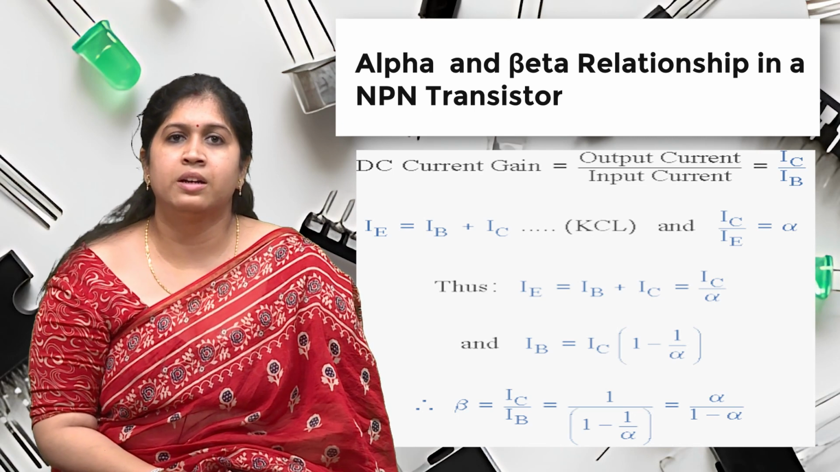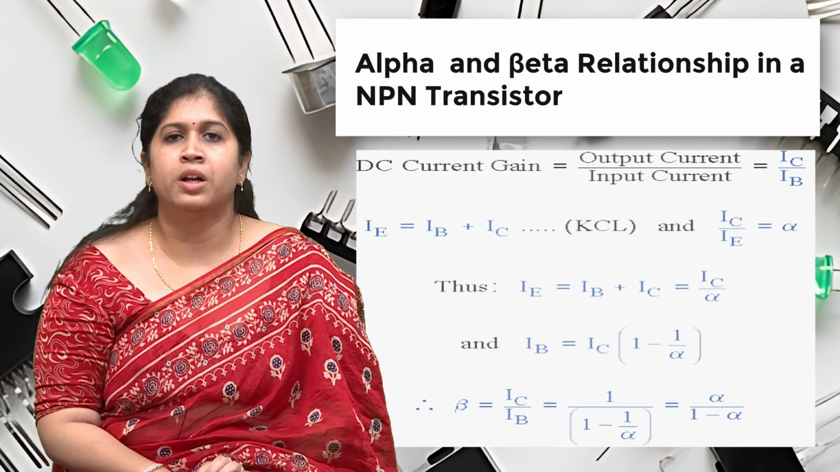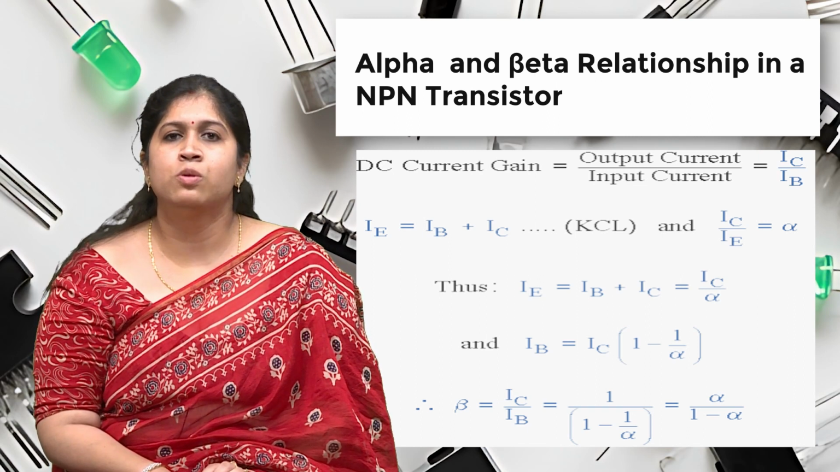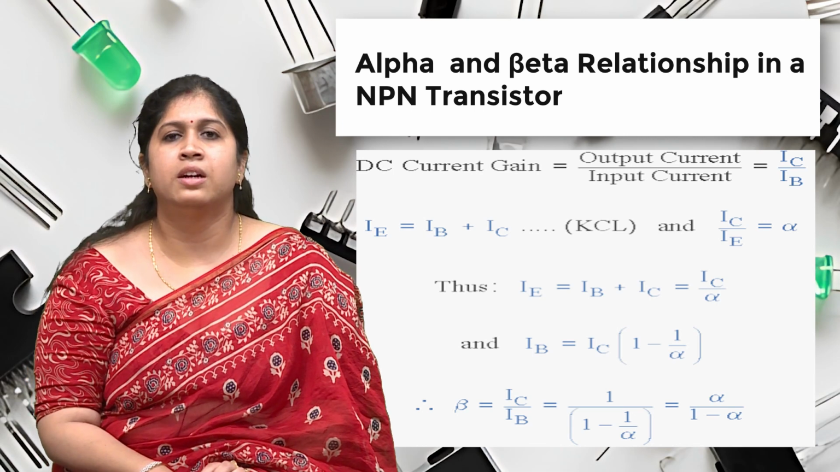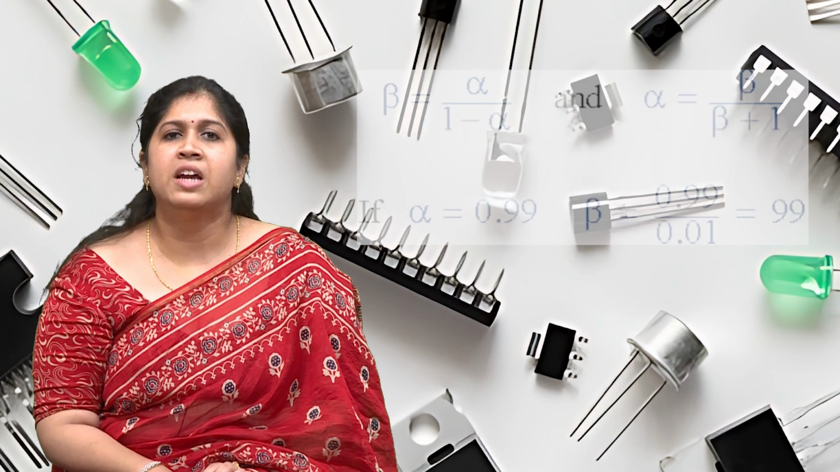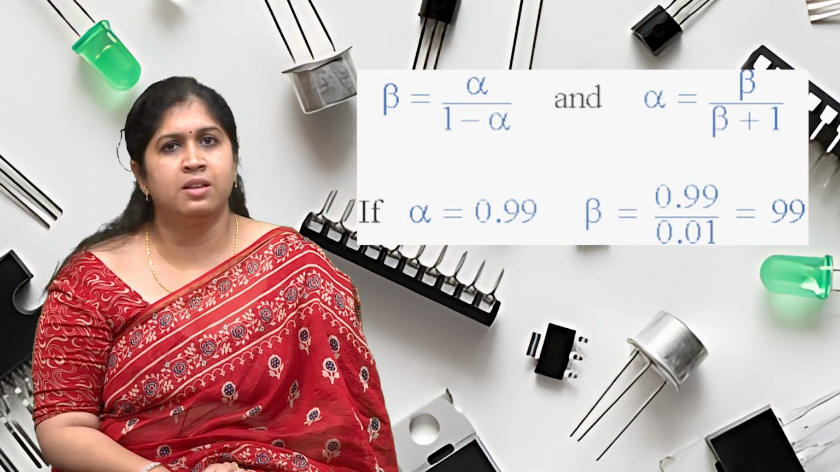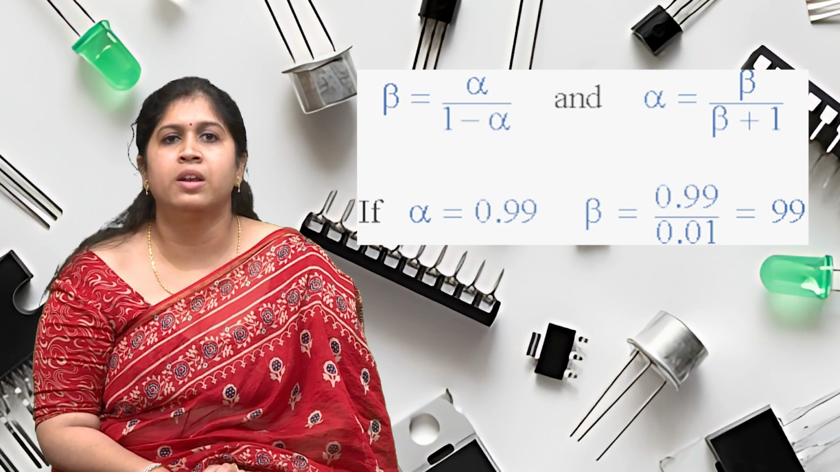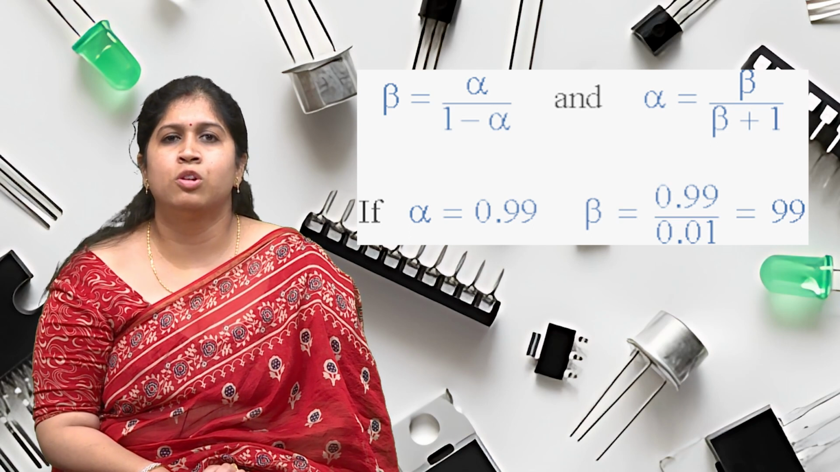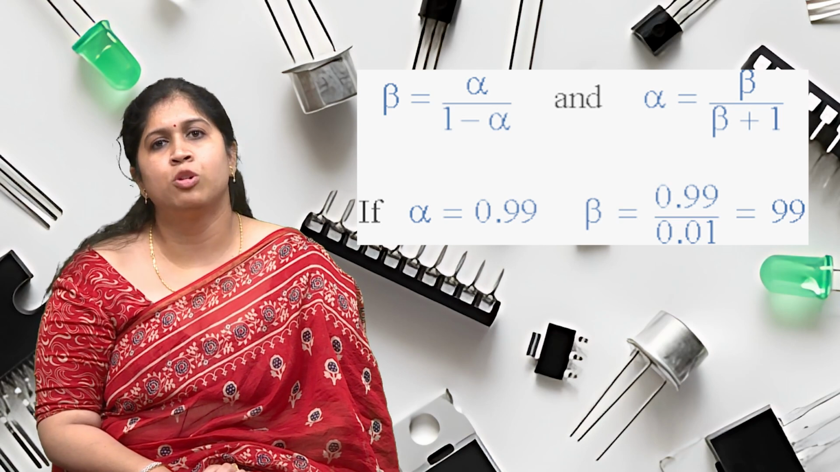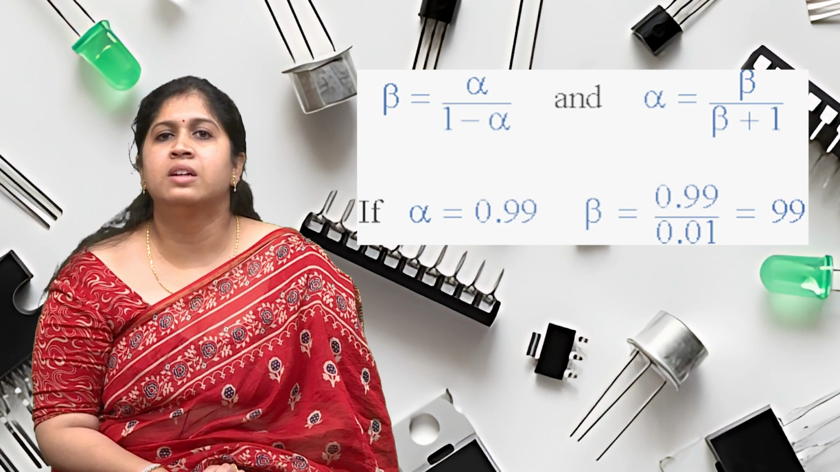For DC current gain, equal to output current divided by input current, IC upon IB. After that we use KCL and the result is alpha divided by 1 minus alpha. Beta equals alpha divided by 1 minus alpha, and on the other hand alpha equals beta divided by beta plus 1. If alpha is equal to 0.99, beta equals 0.99 divided by 0.01. So, the result is 99.